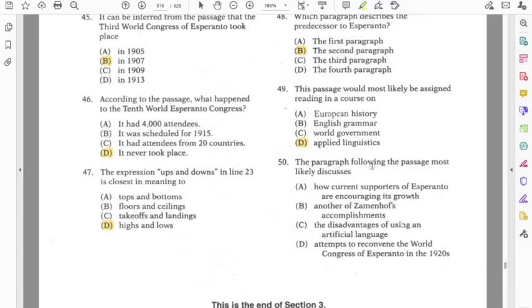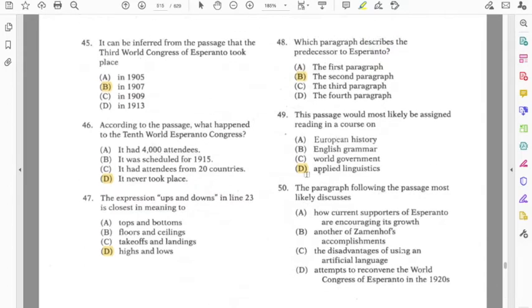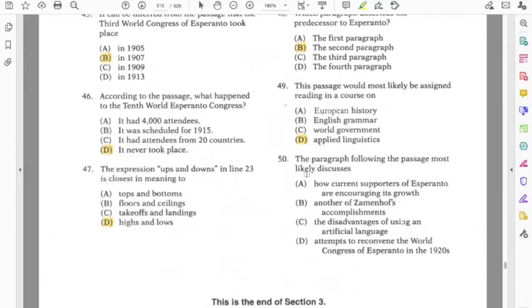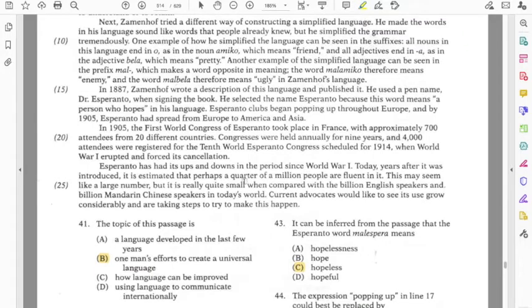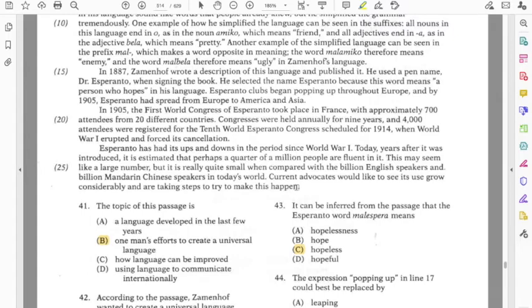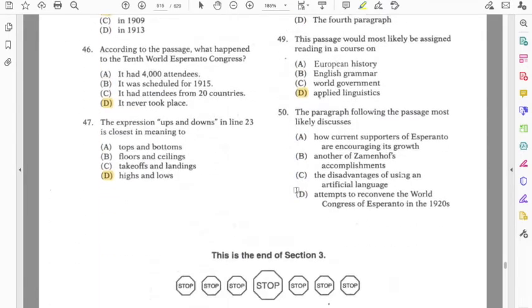And finally, the paragraph following the passage most likely discussed. Oh, so if there were another paragraph, let's read what the last paragraph said. Current advocates would like to see it grow, and they are taking steps to try to make it happen. And so what are they doing then? Attempts to reconvene, yeah, that makes sense, but current advocates, not in the 1920s. The disadvantages of using an artificial language, no. Another Zamenhof account, no. Yeah, how are advocates out there encouraging its growth?